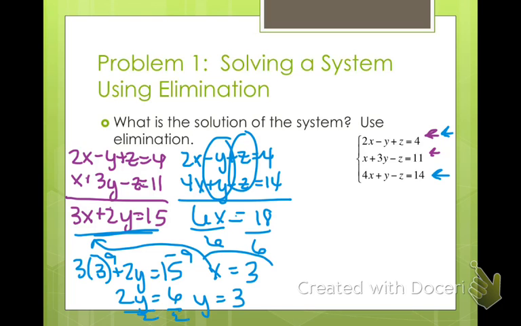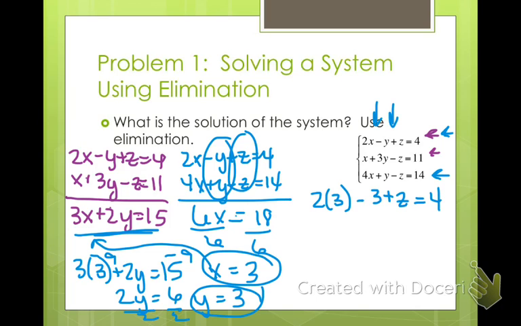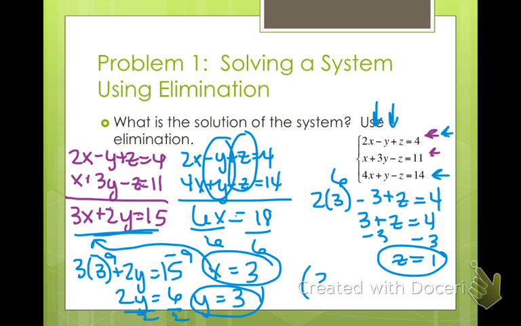Now, since I know x is 3 and y is 3, I can substitute those both in for my x and my y in any of these equations. I'm going to just do the first one. So 2 times 3 minus 3 plus z equals 4. 2 times 3 is 6, 6 minus 3 is 3. So I have 3 plus z equals 4. Subtract 3 from both sides, and z is 1. So I write this as an ordered triple in alphabetical order, 3, 3, 1. And that is my solution.